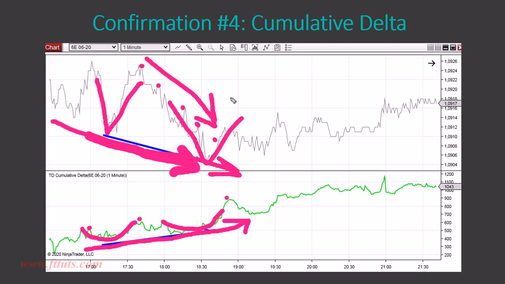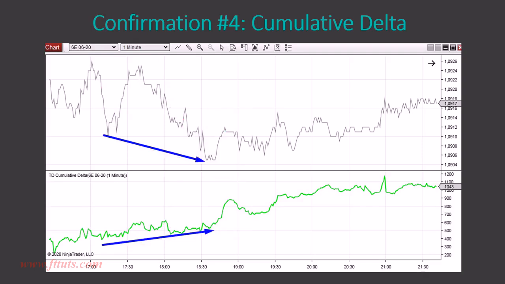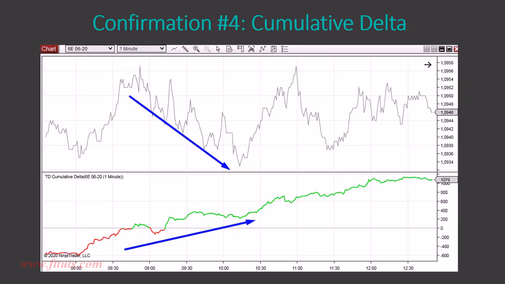But usually it's pretty simple. You can just tell by looking at the chart whether it's going downwards or upwards, right? So there's nothing special about it. Another example, price is going downwards, delta is going upwards.